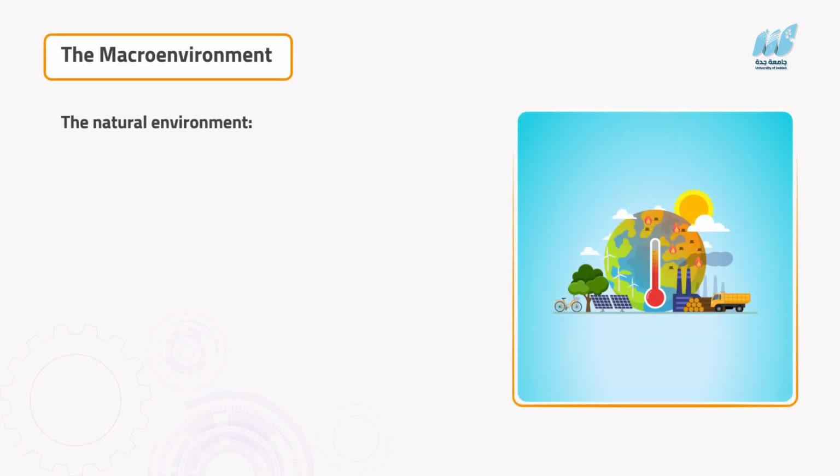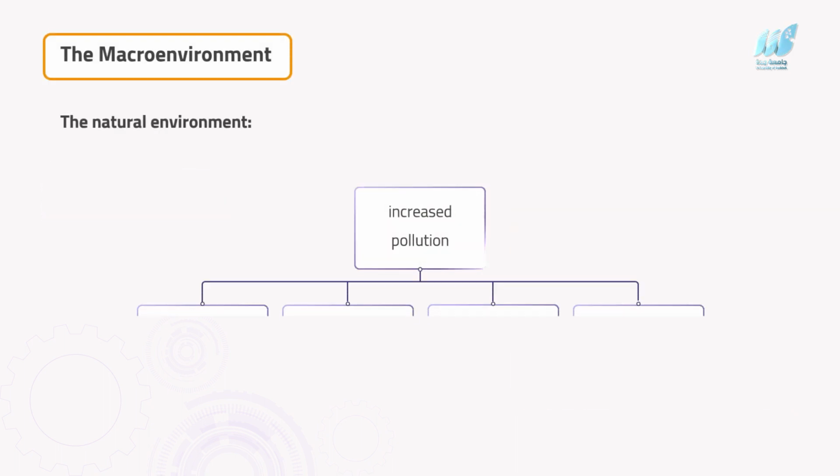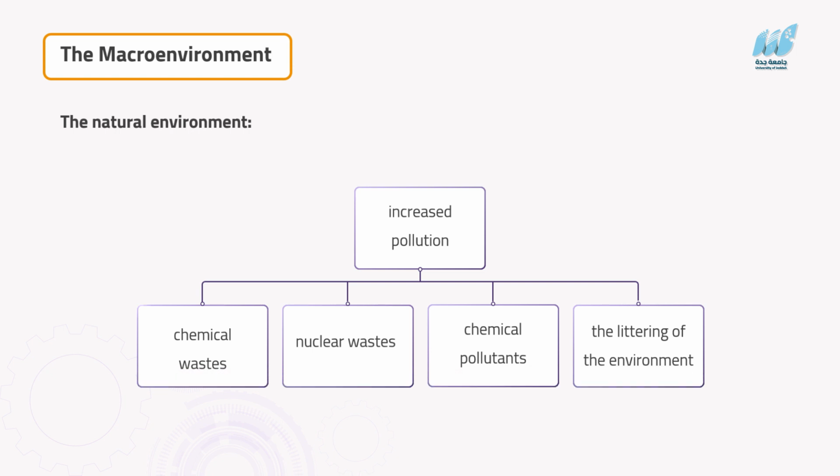A second environmental trend is increased pollution. Industry will almost always damage the quality of the natural environment. Consider the disposal of chemical and nuclear wastes, chemical pollutants in the soil and food supply, and the littering of the environment with non-biodegradable packaging materials.